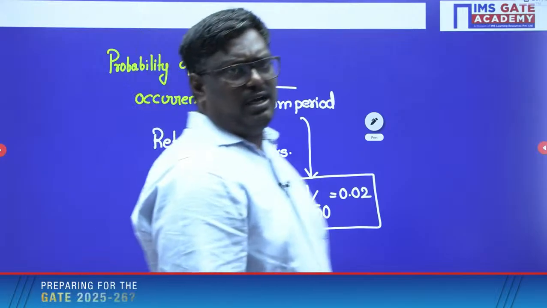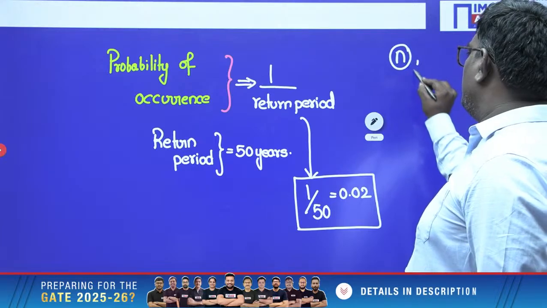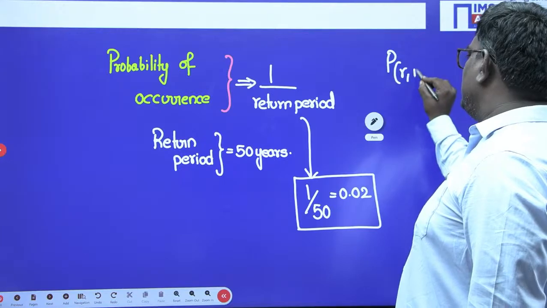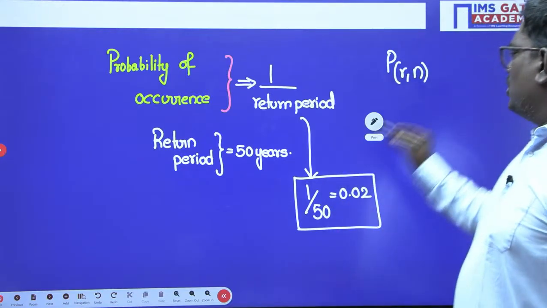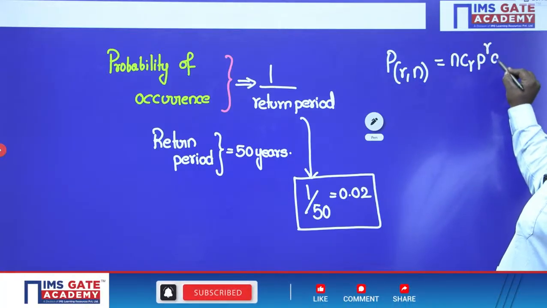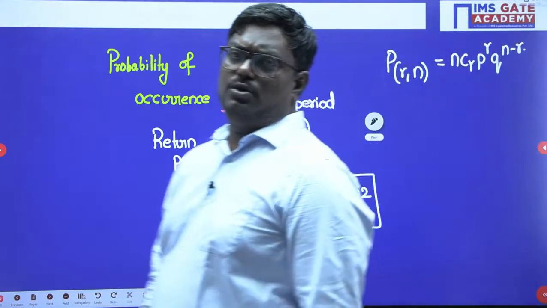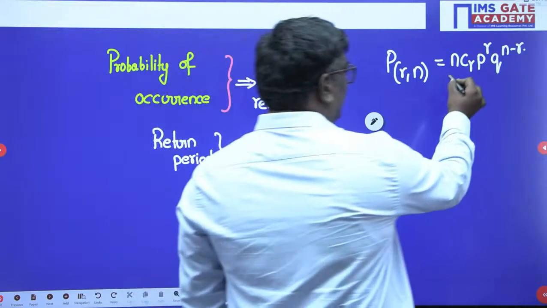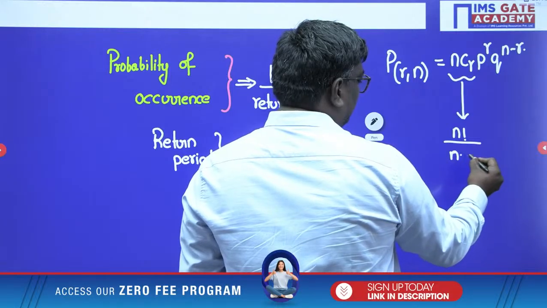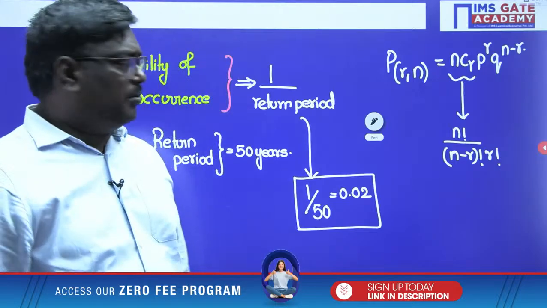Now, see, students, according to the binomial distribution, if there are n years, and R indicates successive years, n is the total number of years. According to the binomial distribution, you know, nCr is equal to P power R into Q power n minus R. Okay, this is the binomial distribution. And remember, my dear students, how to find nCr also you should know. nCr is nothing but n factorial upon (n minus r) factorial into r factorial. Okay, in probability also you should know.